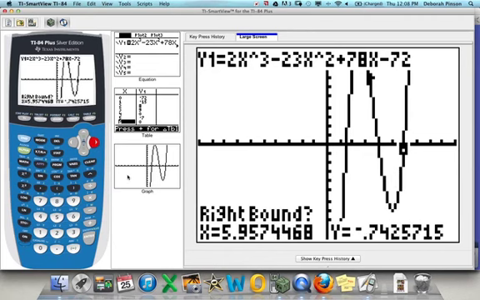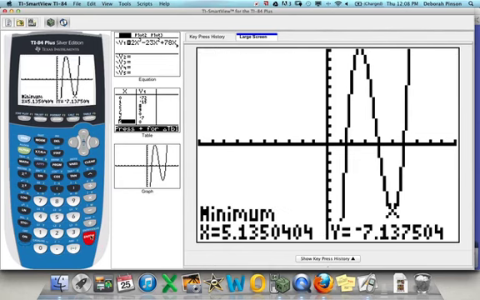Okay, scroll over to where I'm on the right-hand side. Arrows should be pointing at each other. Guess if you want, if not, hit enter. And it gave me my value here. So 5.14, I'll round that up, and negative 7.14.